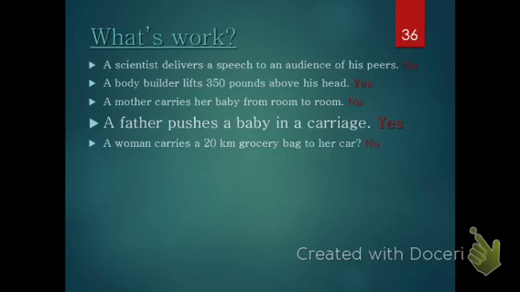A mother carries her baby from room to room? No. Mom is moving a distance, but the force is being applied to the baby. The baby isn't moving a distance. The mom is moving a distance, so that is not work. A father pushing a baby in the carriage, yes, he's applying a force to the carriage, and the carriage is moving a distance. A woman carrying a 20-kilogram grocery bag to her car, again, same thing as carrying the baby, that is not work. She's applying a force to the bag, but the bag isn't moving. Mom is applying a force to her legs, and her legs are moving her body, so her walking is work, but her carrying the grocery bag to her car is not work.